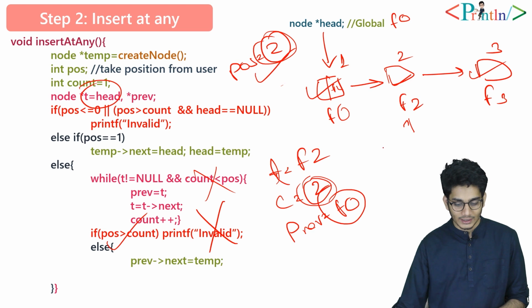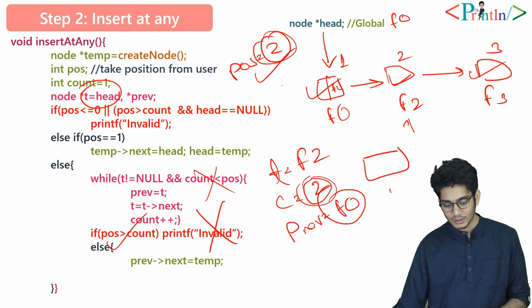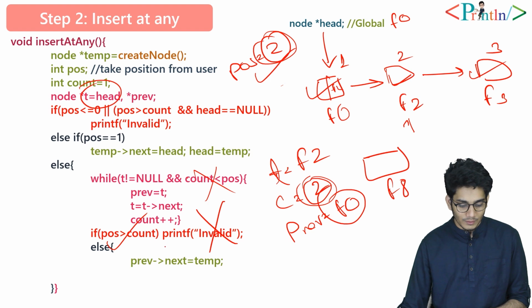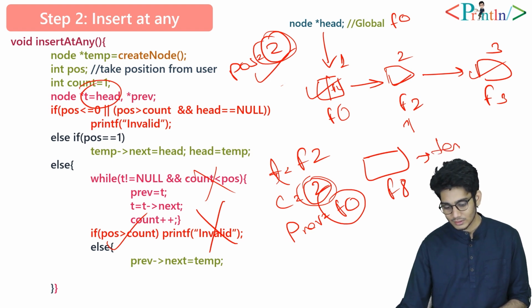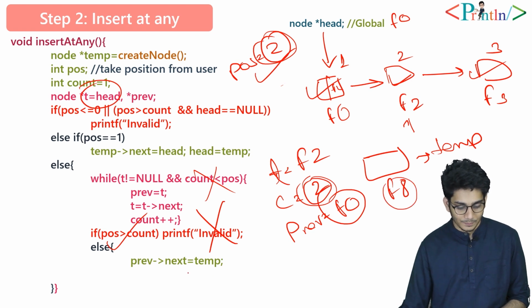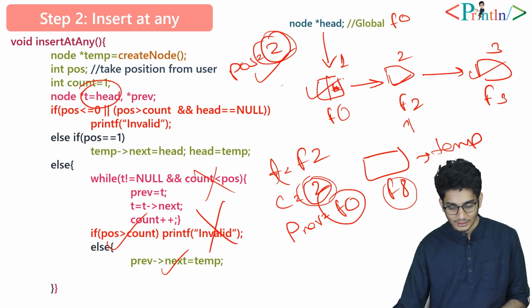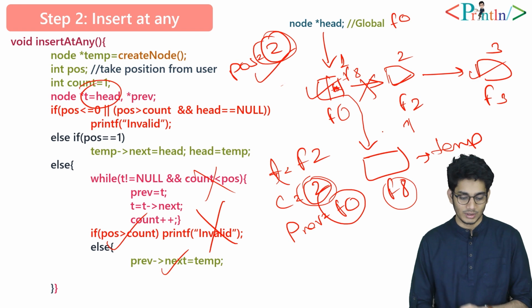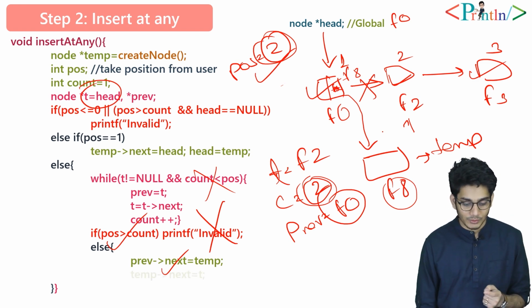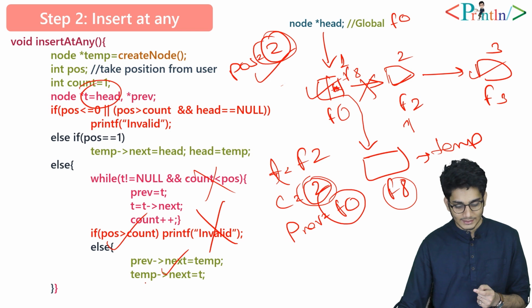Now here let's say that we will insert this block f8. So this is a temp, let's say this is a temp. So we'll insert this f8 into prev next. It means prev next, this portion which is pointing to f2, will be f8. So let me remove this thing, and it will be f8. So it will point to this node. Now there is another step that we have to remember, that is temp next equals t.